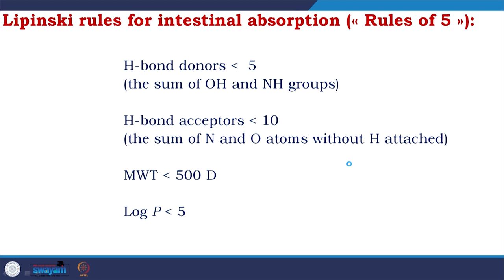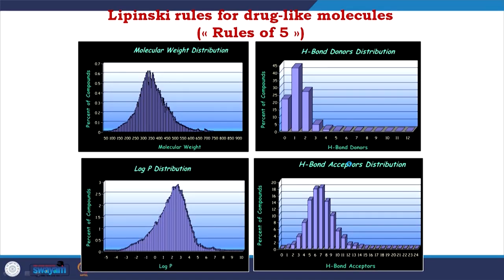Lipinski's rules for intestinal absorption, or Lipinski's rule of 5, gives you the first theoretical model to apply on a small molecule even before you decide to do the screening. So, even before the screening, it is possible to check the druggability of the molecule using Lipinski's rule. How does Lipinski's rule work?